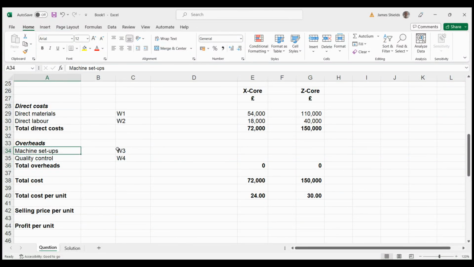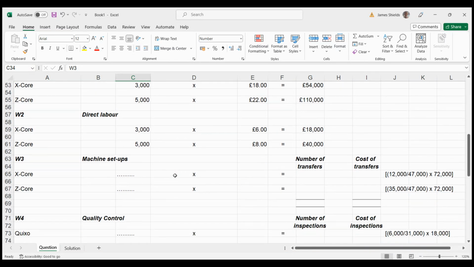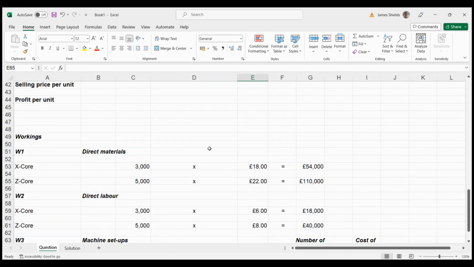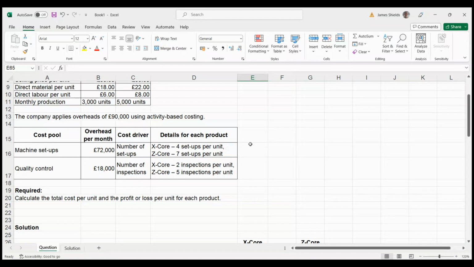Right, machine setups, you go down to working 3 now. So let's go down to working number 3. So again, we want the number of units. So X core was 3,000 units, and Z core was 5,000 units. Now, how many setups do we need for X core? Go back to setups, X core: 4 setups per unit.